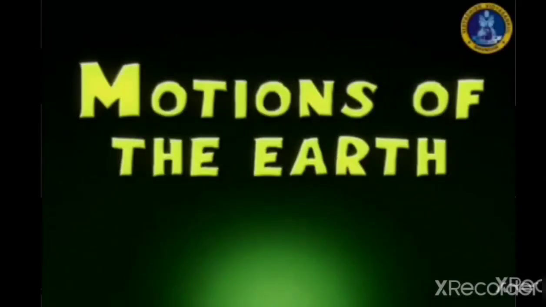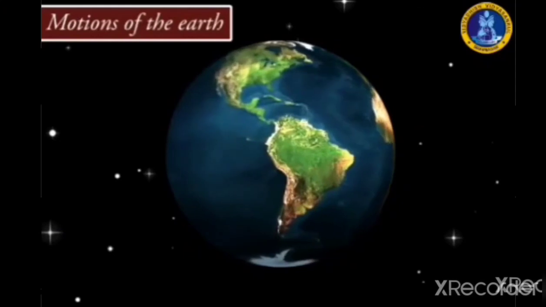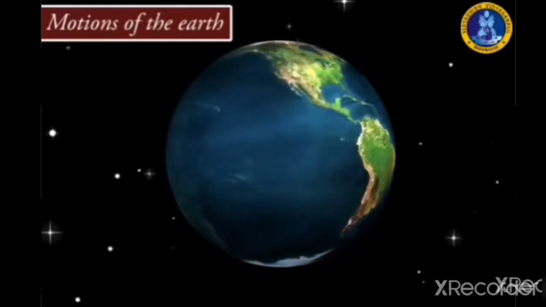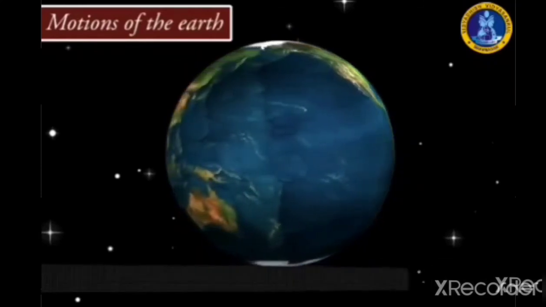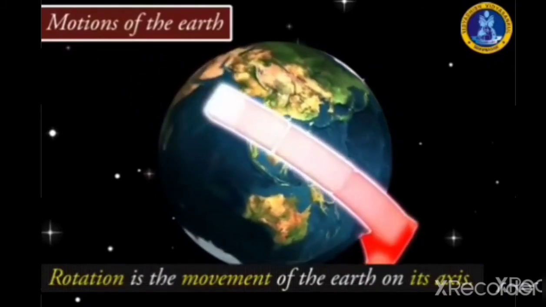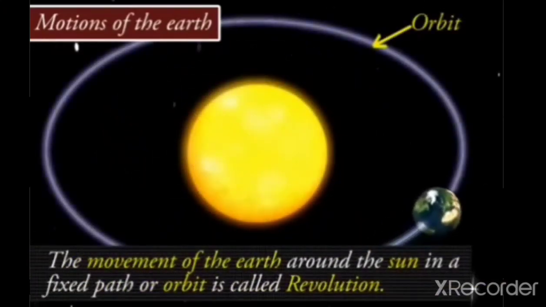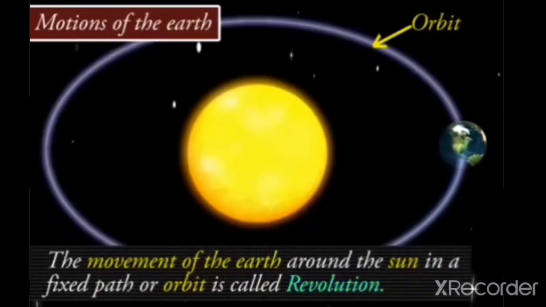Let's have a quick recap of movements of Earth. That means let's understand rotation and revolution. Movements of the Earth. There are two types of motions of Earth, namely rotation and revolution. Rotation is the movement of the Earth on its axis. The revolution is the movement of Earth around the Sun. The movement of Earth around the Sun in the fixed path or orbit is called revolution.